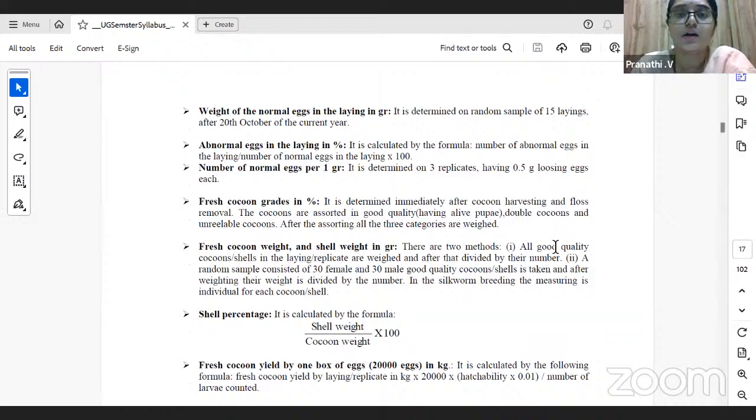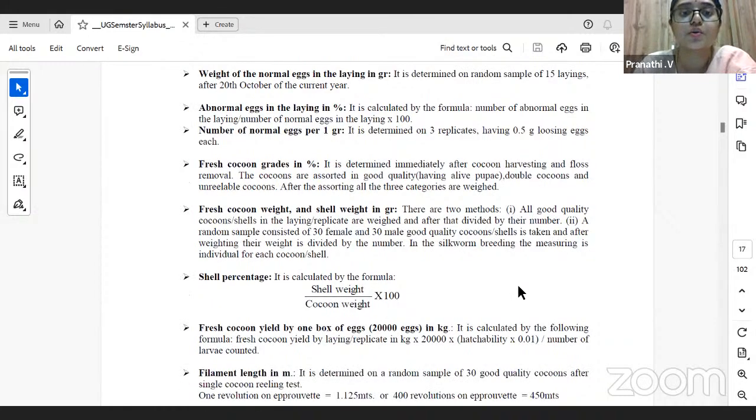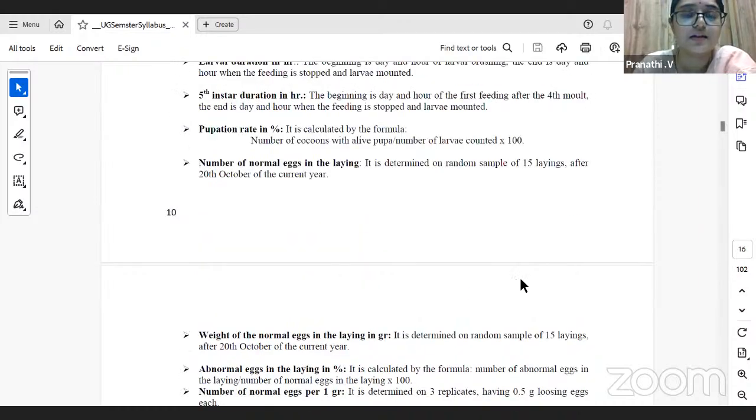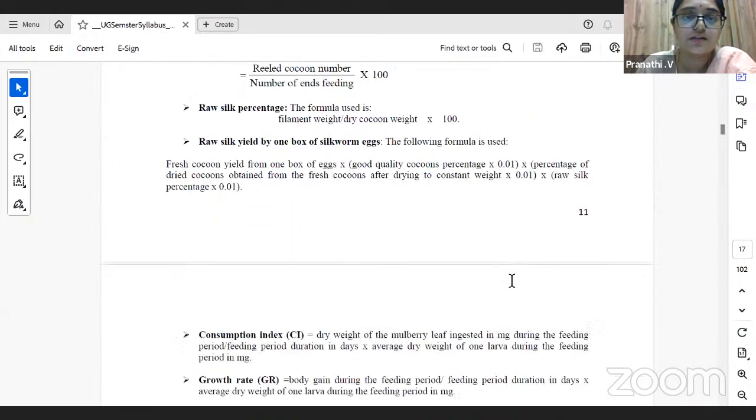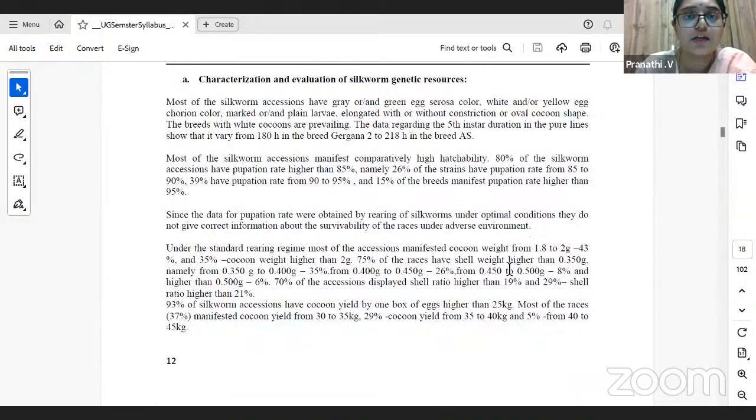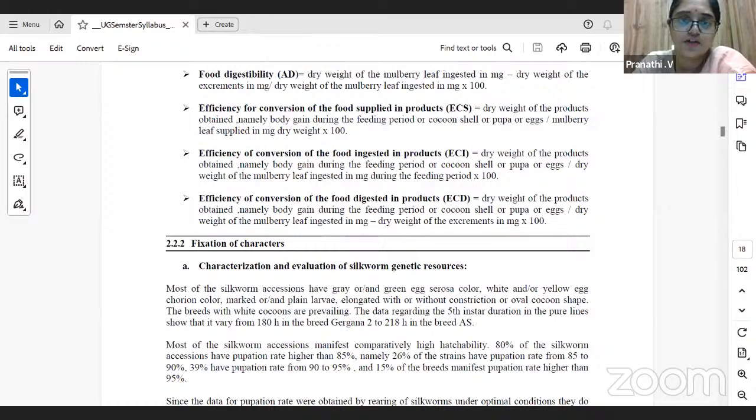All right. So I was here near the fresh cocoon grades in percentage. We have already seen the qualitative methods. Now we are looking at the quantitative methods. Like I have already told you, here we are looking at the efficiency of conversion of the food digested into the products, which is your ECD, equal to the dry weight of the products obtained, that is your body weight gain during the feeding period, or the cocoon shell, or the pupa, or the eggs, divided by the dry weight of the mulberry leaf ingested in milligrams minus the dry weight of the excreta in milligrams, into 100.